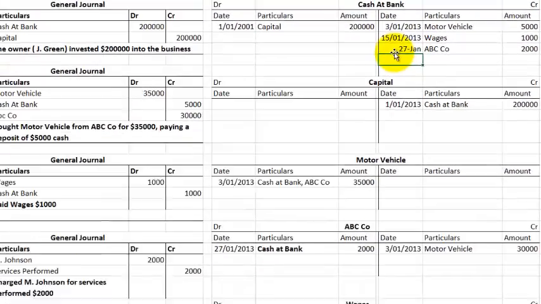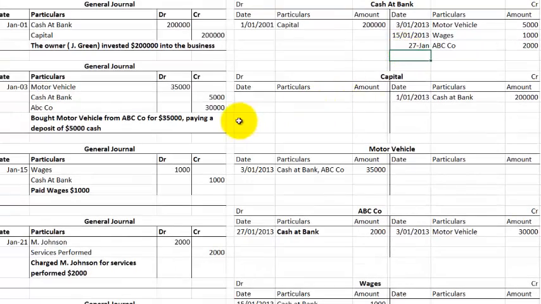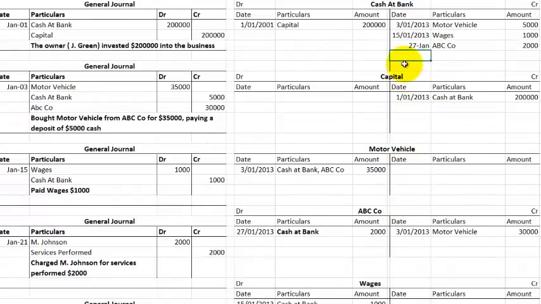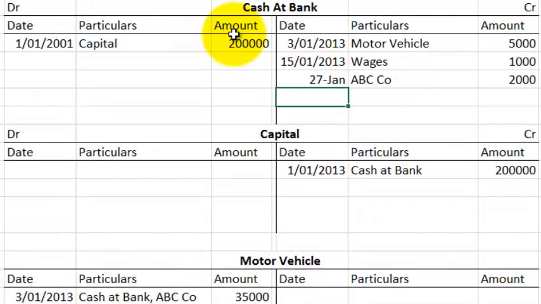There we are. So what I've done is posted those general journal entries to the individual ledger account. So now we're in a position to be able to balance them and to find out what the final balances are. The next most logical step here is to work out what our balances are for each ledger account. I'm going to continue with the illustrative example.